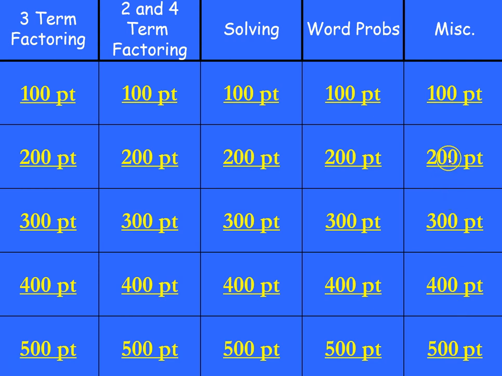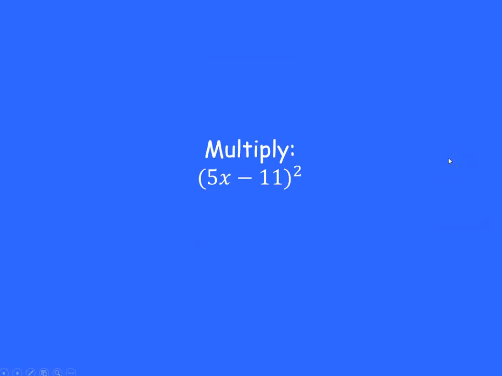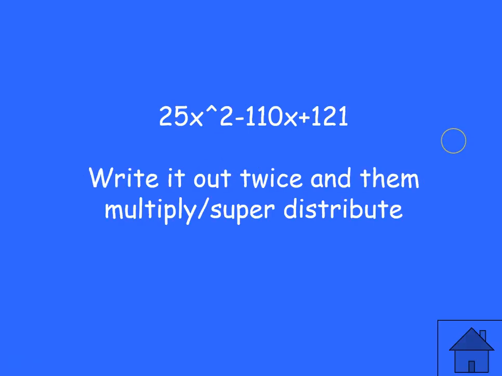For 200 points, review for 200, multiply this: (5x minus 11) squared. Ooh. Go ahead and pause the video. Okay, looks like you're back. Let's see if you got the answer. Correct answer is 25x squared minus 110x plus 121. Don't forget to write this out twice and super distribute it out.